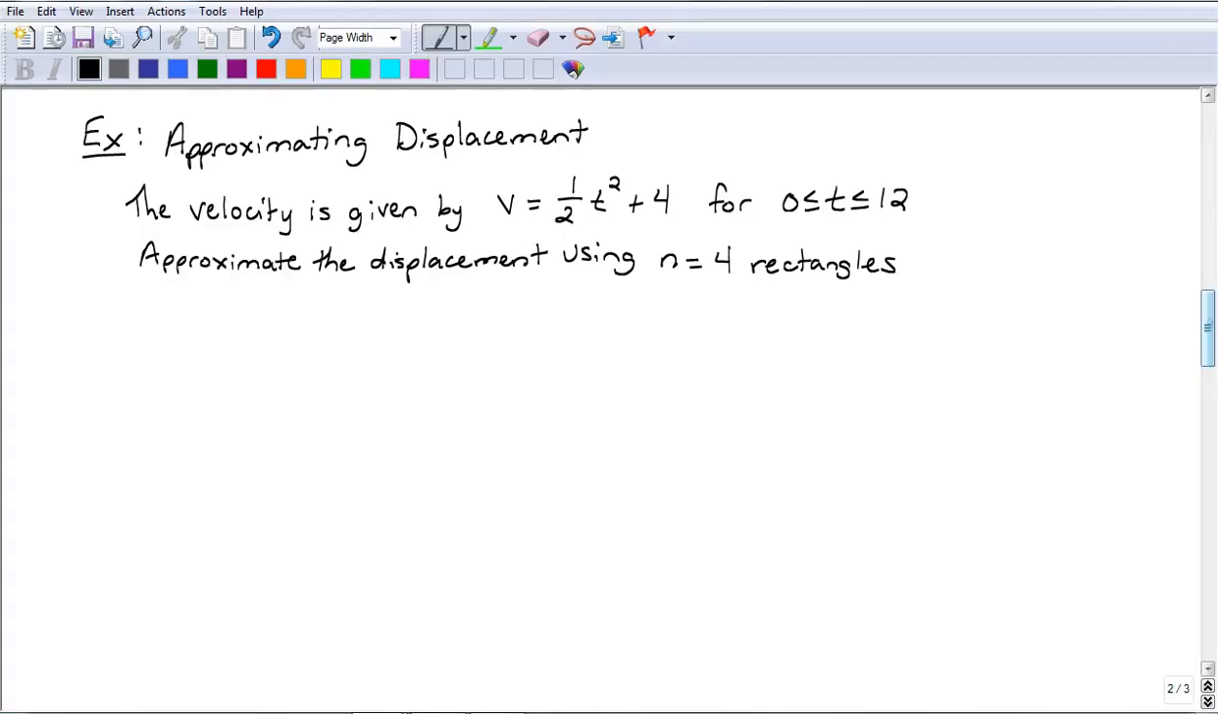So here's an example of approximating displacement. They give me a velocity function. They say the velocity is 1/2 t squared plus 4, and t goes from 0 to 12. They want you to approximate the displacement for 4 rectangles. So what I'm going to do is sketch a graph of this thing.